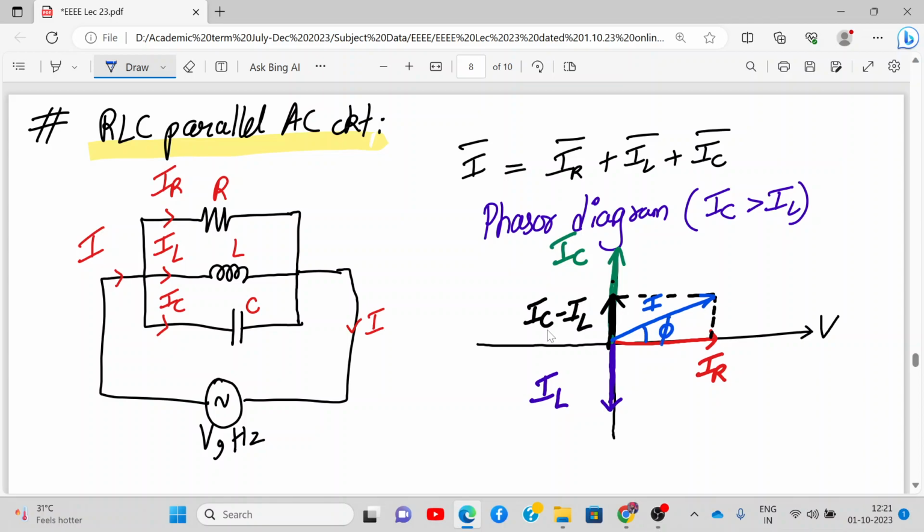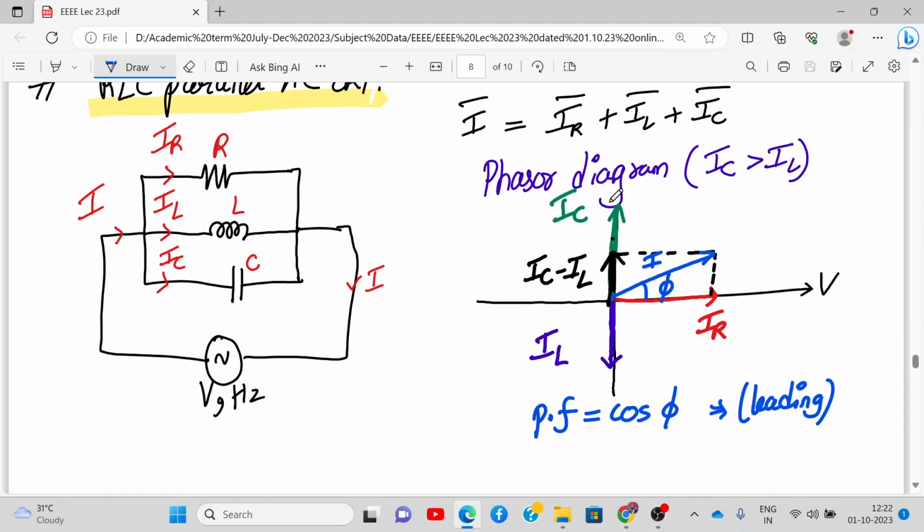And this will be the phasor diagram for IC greater than IL, or we can say the circuit is capacitive. So your power factor will be cos phi, and that will be leading. Did you understand how we draw it? IC, IL, IC minus IL, and then I've drawn the equivalent vector I. Understood this?